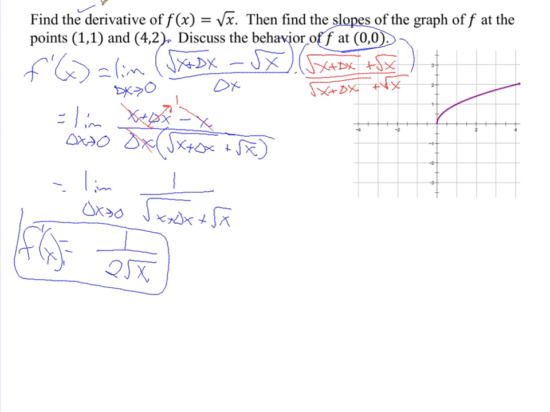Now find the slopes of the graph of f at the points (1, 1) and (4, 2). So f prime at 1 equals 1/2. We plug 1 in here, we get 1/2. F prime at 4 equals, the square root of 4 is 2, 2 times 2 is 4, you get 1/4. Okay, now discuss the behavior of f at (0, 0). What can we do?